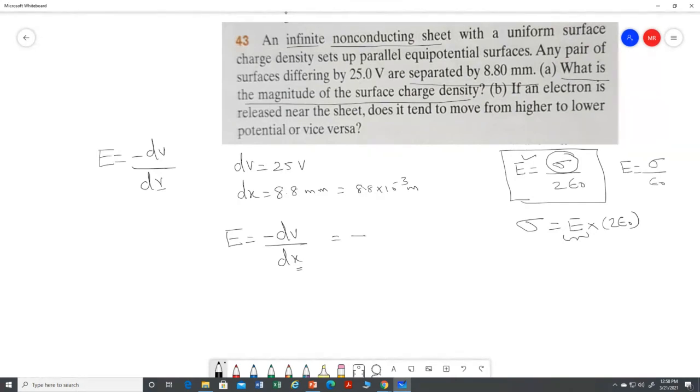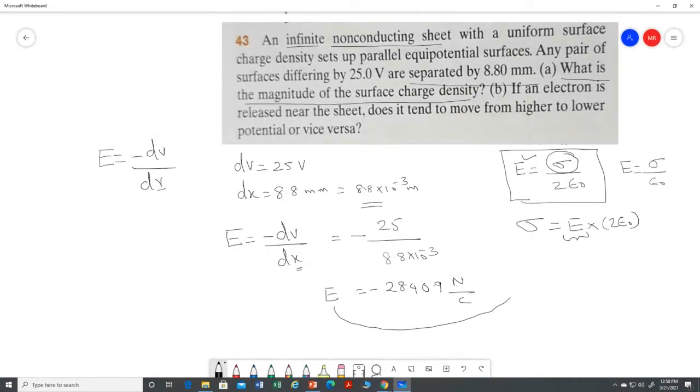Now substitute the value. Minus of, what is my dV? 25 divided by, what is my dx? 8.8 multiplied by 10 to the power of minus 3. Could you please tell me the answer for my electrical field? My answer for the electrical field is nothing but 25 divided by 8.8 times 10 to the power of minus 3. I got minus 2,840.9. What is the unit for this electrical field? Newton per Coulomb. Am I right?